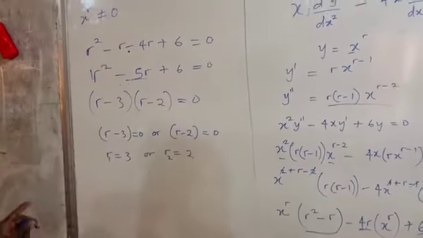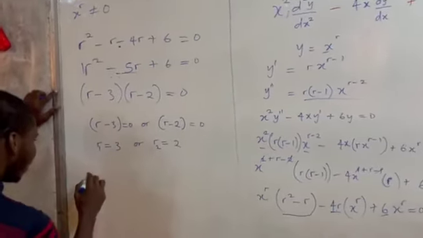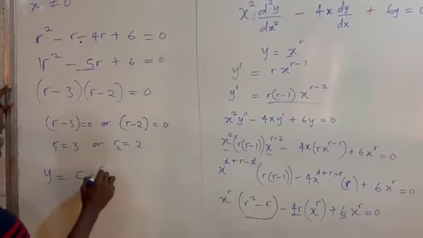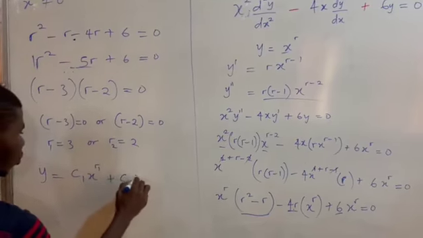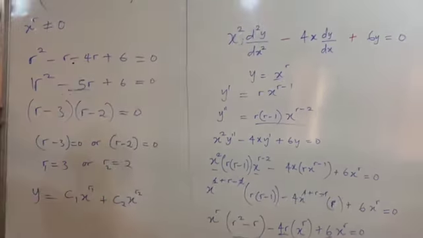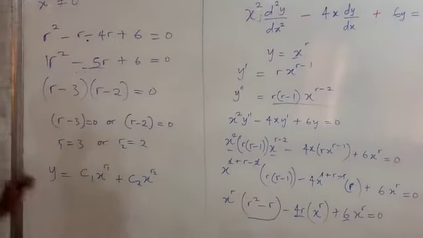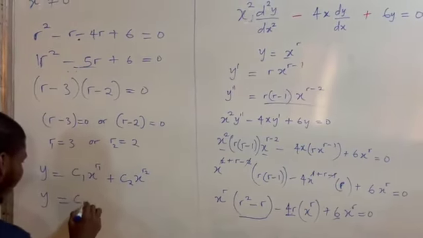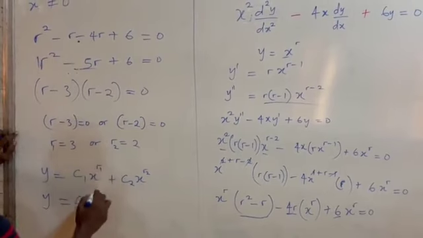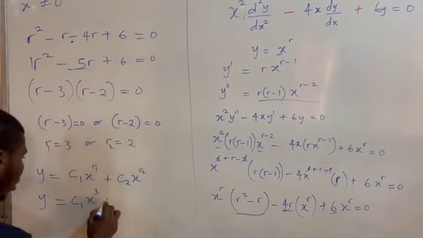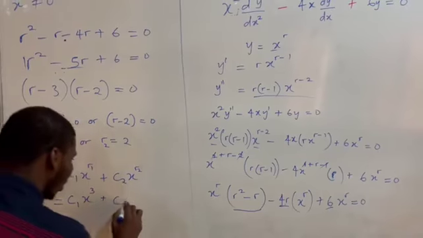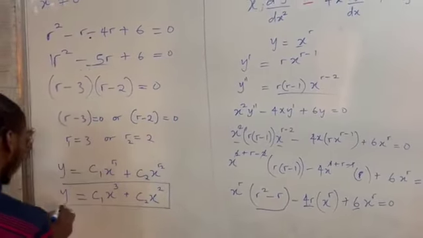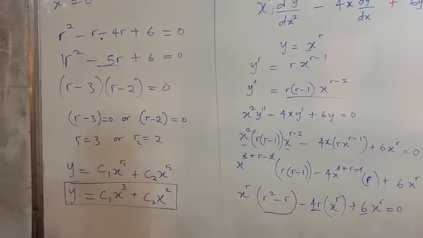Now, the general solution of this equation is y equals c1 x to the power of r1 plus c2 x to the power of r2, where c1 and c2 are both constants. So the solution to this equation is c1 x to the power of r1, where the value of r1 is 3, so x to the power of 3, plus c2 x to the power of 2. This is the answer to the given equation.